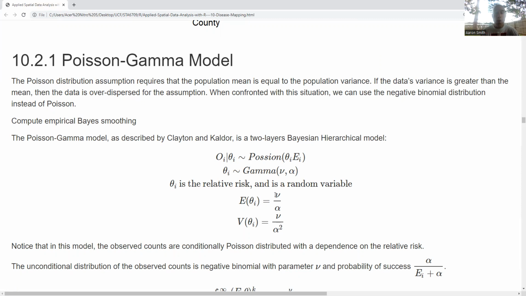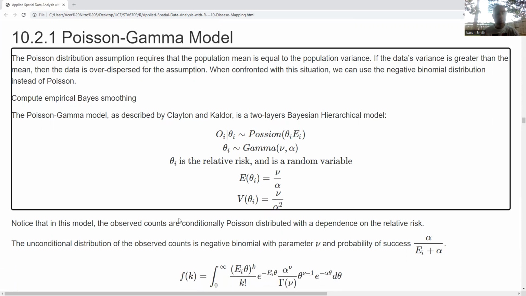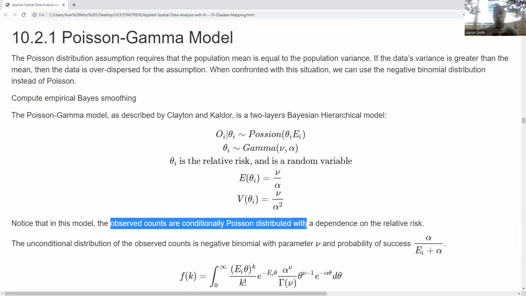Here is our expected value of relative risk. Here's the variance of relative risk. Notice which version of gamma is coming into play. There are two ways to write the gamma distribution. In the exponent of e, we either have the parameter in the denominator or the numerator. Here, it's in the numerator.